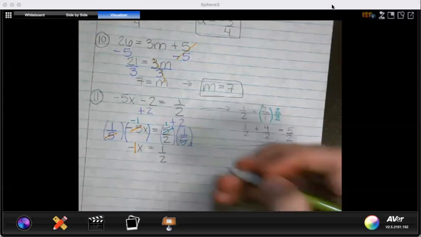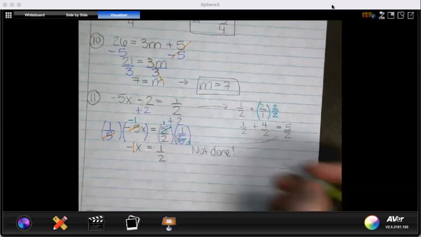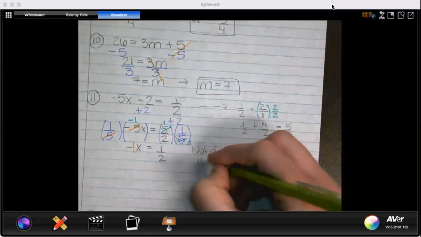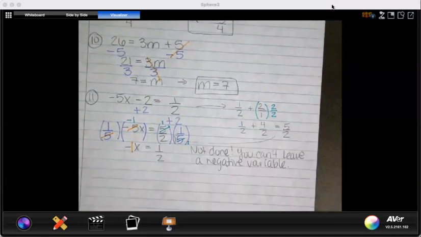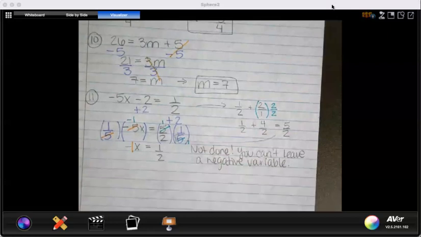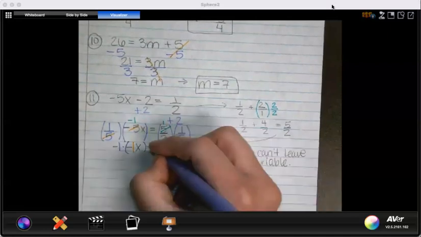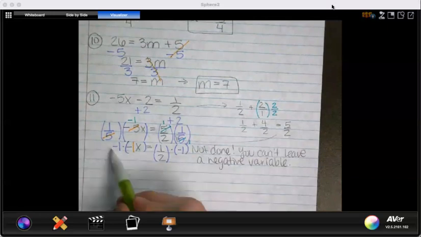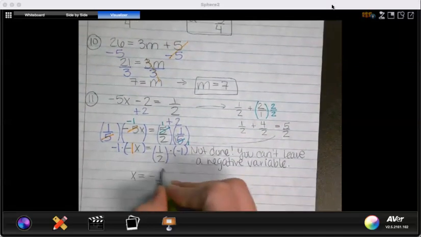Our goal is just to have positive x, or positive 1x. So when you have this situation with a negative variable, we are not done. Okay? You can't leave a negative variable. So in this case, we will want to simplify by dividing out the -1 or multiplying by -1. Dividing by -1 or multiplying by -1 do the same thing. So a negative times a negative is a positive, which gives me back my positive variable. And in this case, I end with -1/2 as my answer.